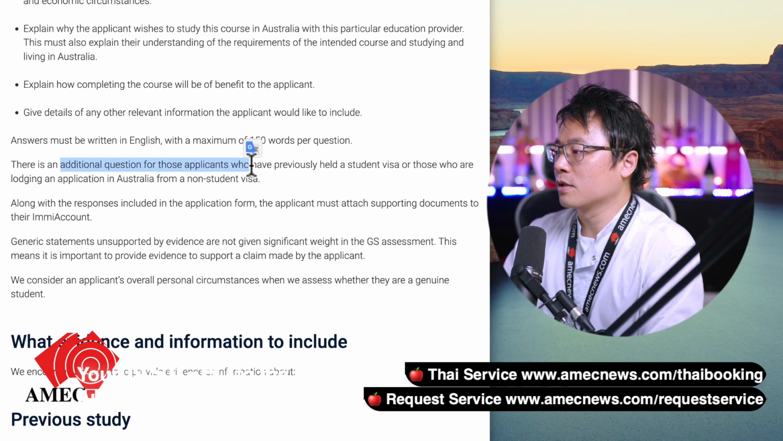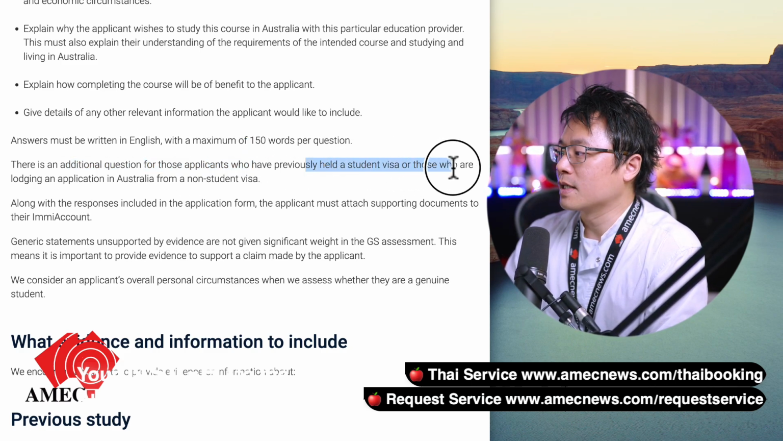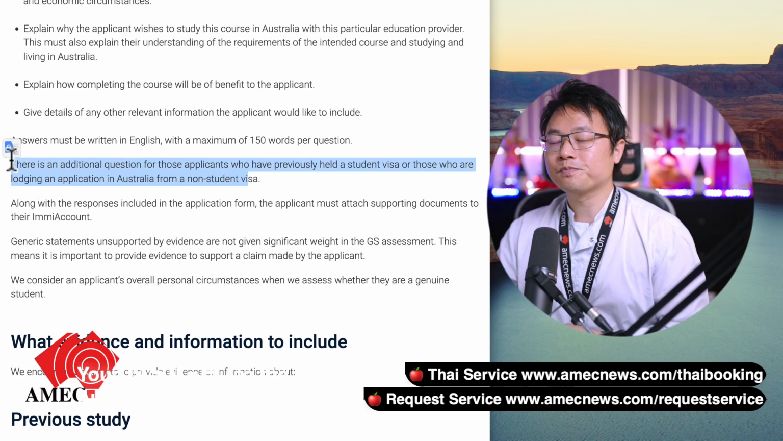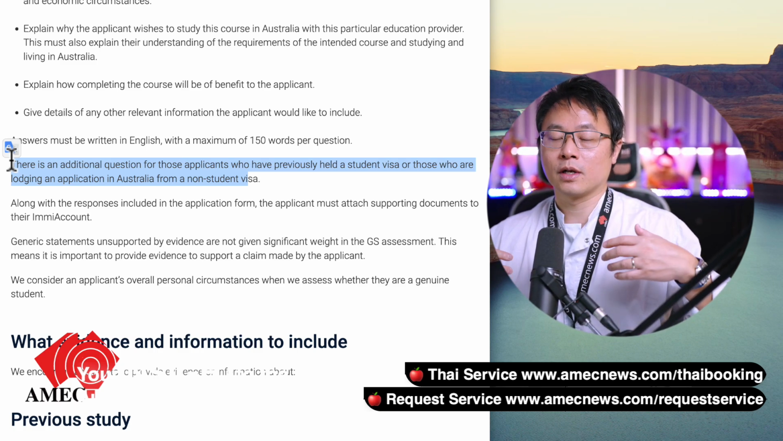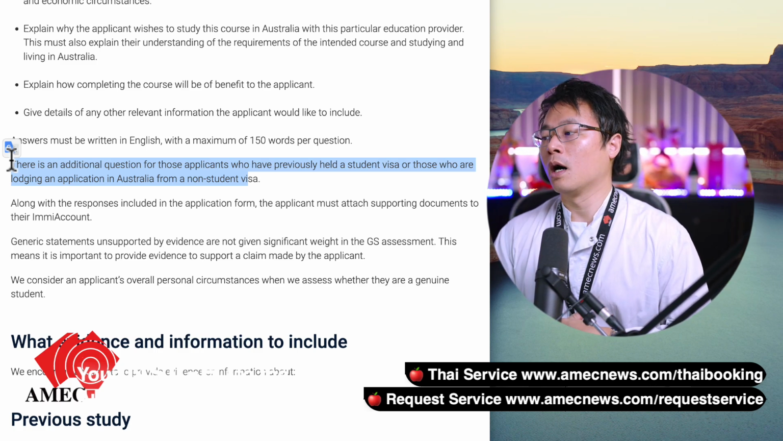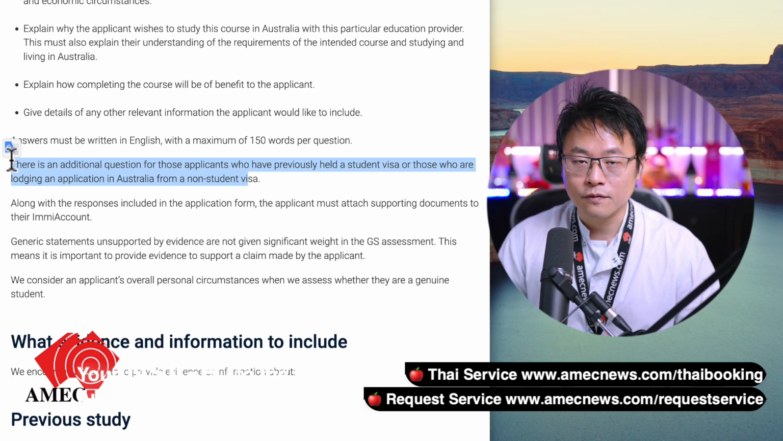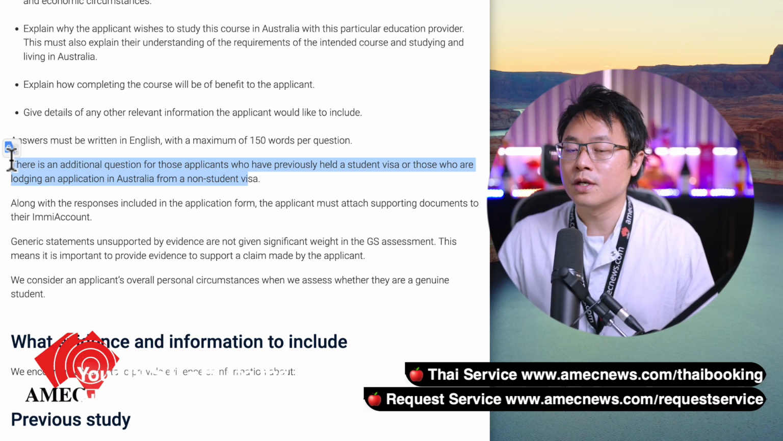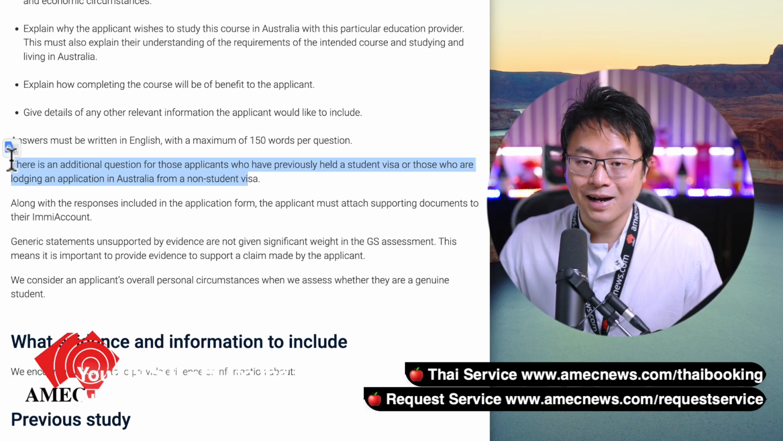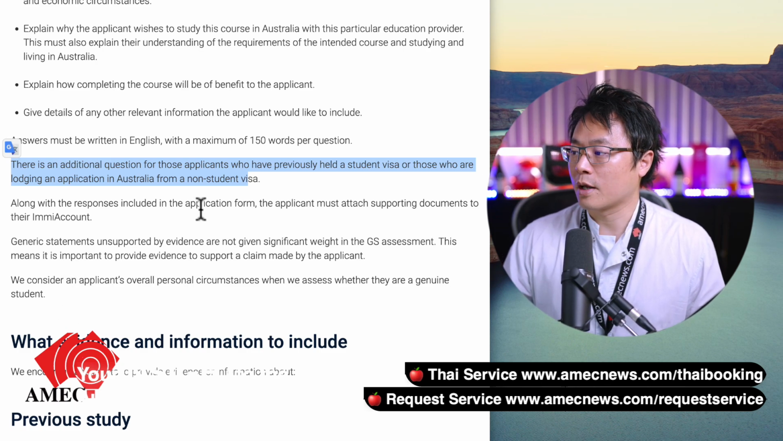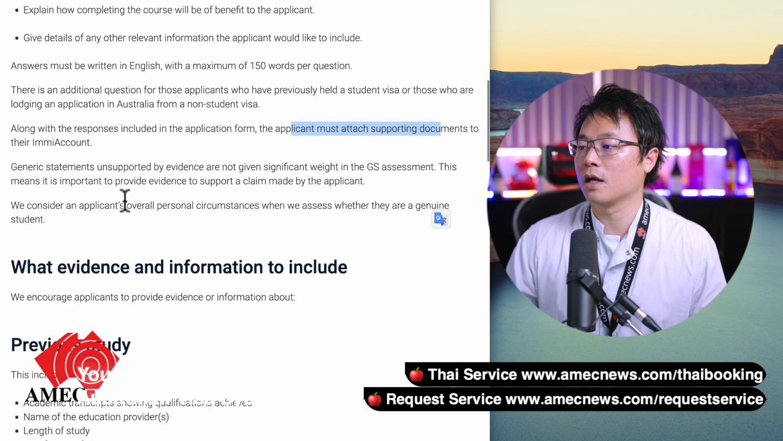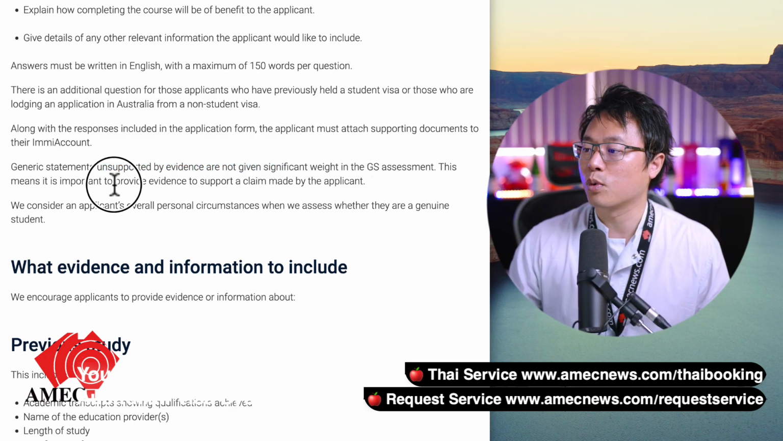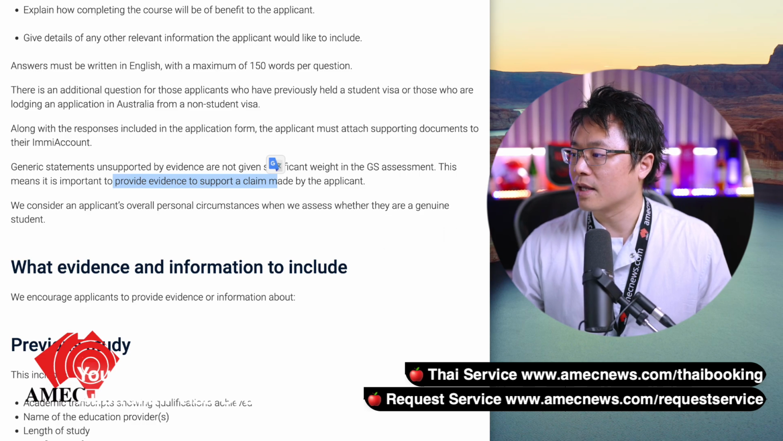There is an additional question for those who have previously held a student visa and those who are lodging an application in Australia from a non-student visa. So if you're extending a visa and you want to apply for further renewal, or you are currently in Australia and applying for a student visa, there is a question there. So again, they're testing and understanding what's the reason that you're required to lodge it onshore rather than offshore. Along with responses to the application, you must attach supporting documents. Generic statements and unsupported evidence are not given significant weight in the GS assessment. This means it's important to provide evidence to support claims made by the applicant.